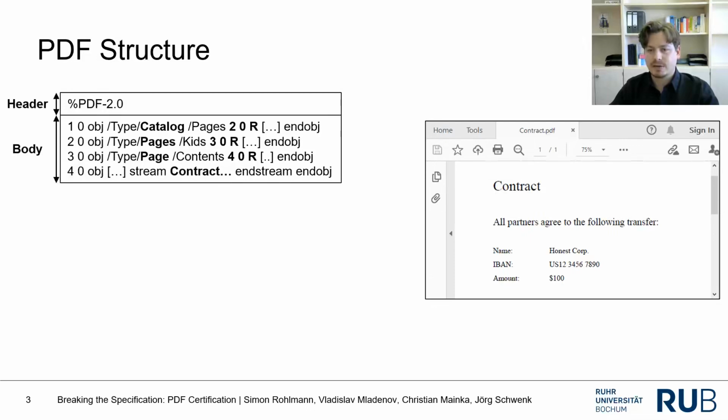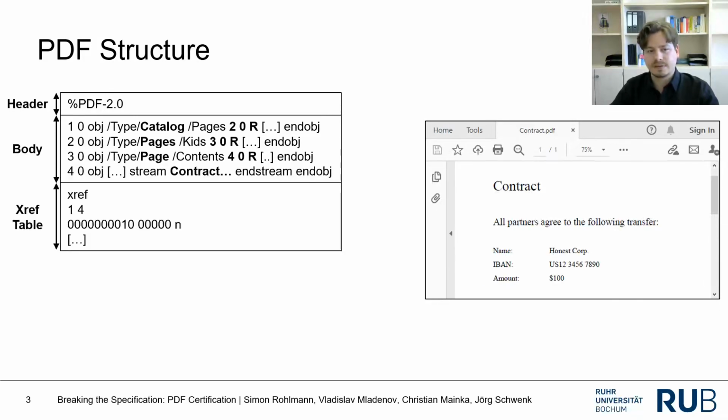As you can see, there's only one page in the document, so we only have one object of type page. The page references the contents of the page. So you see in object number 4, there is a stream, and within the stream there's the text of the PDF document, which starts with contract.